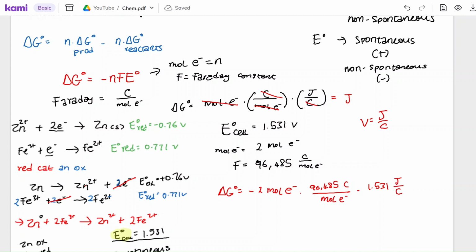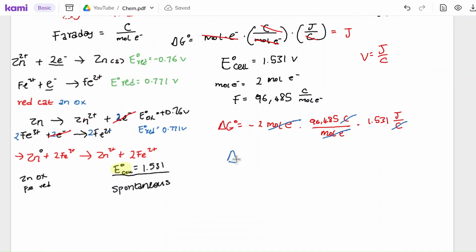Joules over coulombs. And now we cancel stuff out. So moles E, cancel the units out. And you should be left with joules, and you just plug the rest into a calculator. And when you plug it into a calculator, you get a final answer of the Gibbs free energy is equal to negative 295,437 joules. And we can leave this in joules, or we can convert our answer to kilojoules by dividing by 1,000.